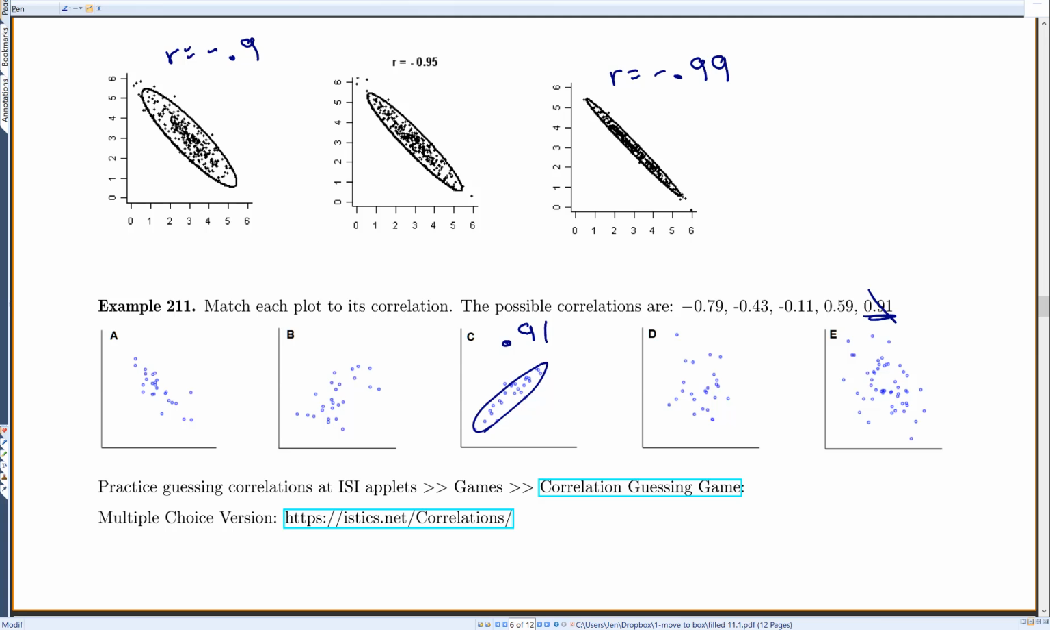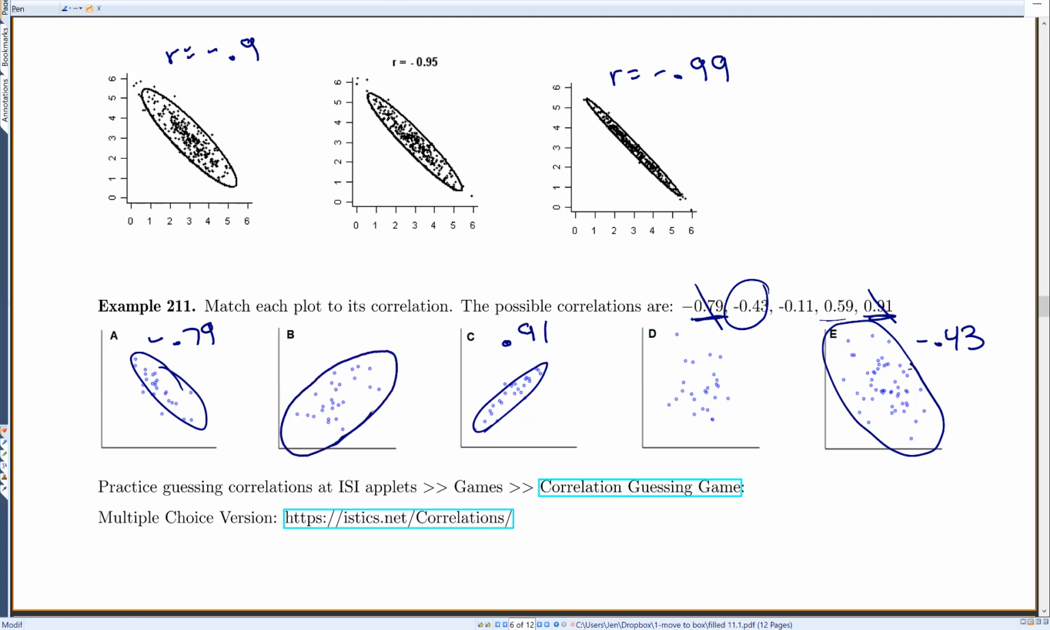Now let's see, what else do we have? This negative 0.79, that's a pretty high number, pretty close to negative 1, and it's negative. So I would guess it's this one right here. It seems to be fairly strong, so negative 0.79. Let's see, we have a positive one here. This one, I'm having a hard time telling for sure if it's positive or negative. And this one seems to be going down. So I would say this is negative 0.43, probably goes here, because it seems to be maybe not fairly strong, but it's moderately strong, going down.